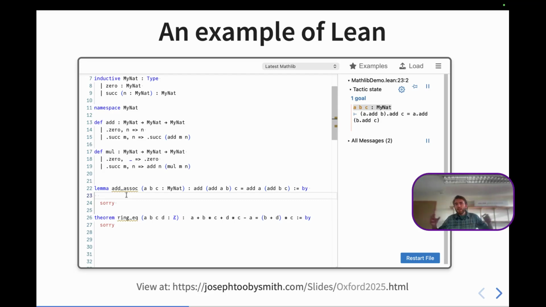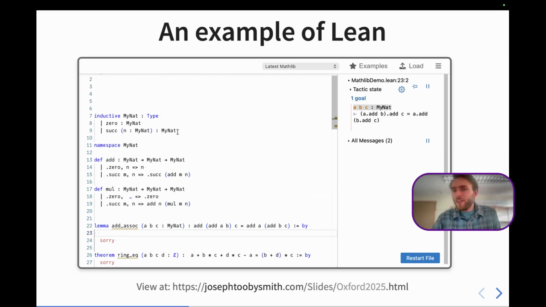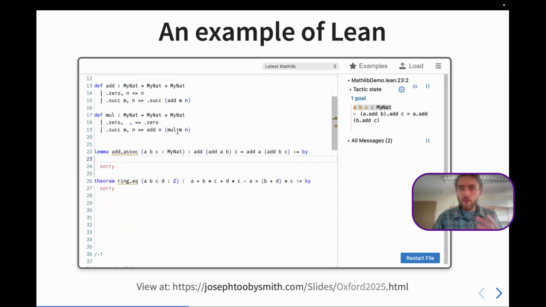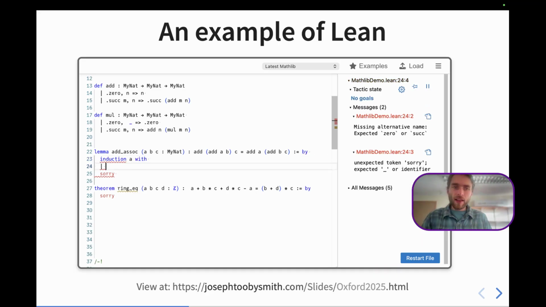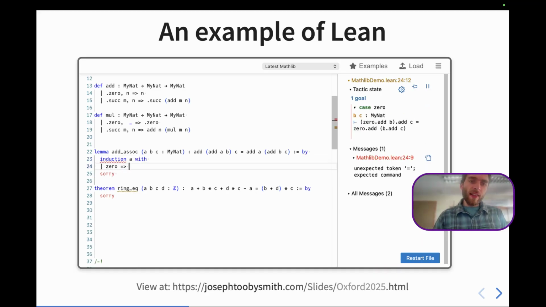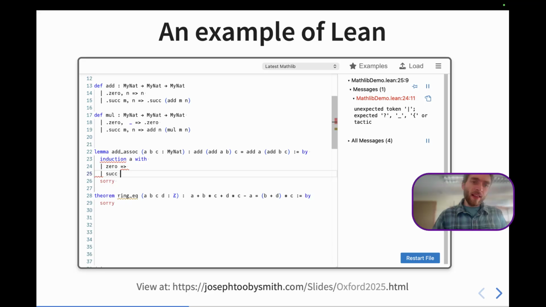The only thing we can really do here is do induction, because this is the only information that we have about the natural numbers so far. So how would we do induction? Well, we type induction, and we're going to go a with, and this is just syntax. We're going to say there's two cases. There's the 0 case, and then there's the successor case.